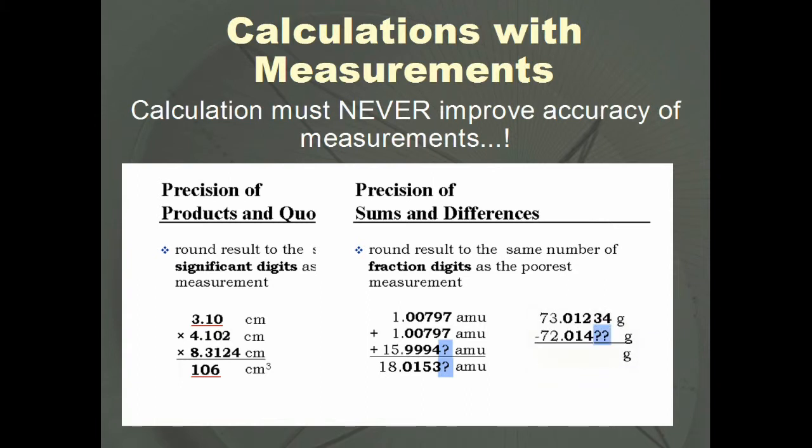What about subtraction? Here's another example. 73.01234 grams. That's a pretty good measurement. Subtract from this 72.014 grams. There are 2 digits that are too short. Again, line up the decimal points and don't go past the shortest of those. The answer should be 0.998.